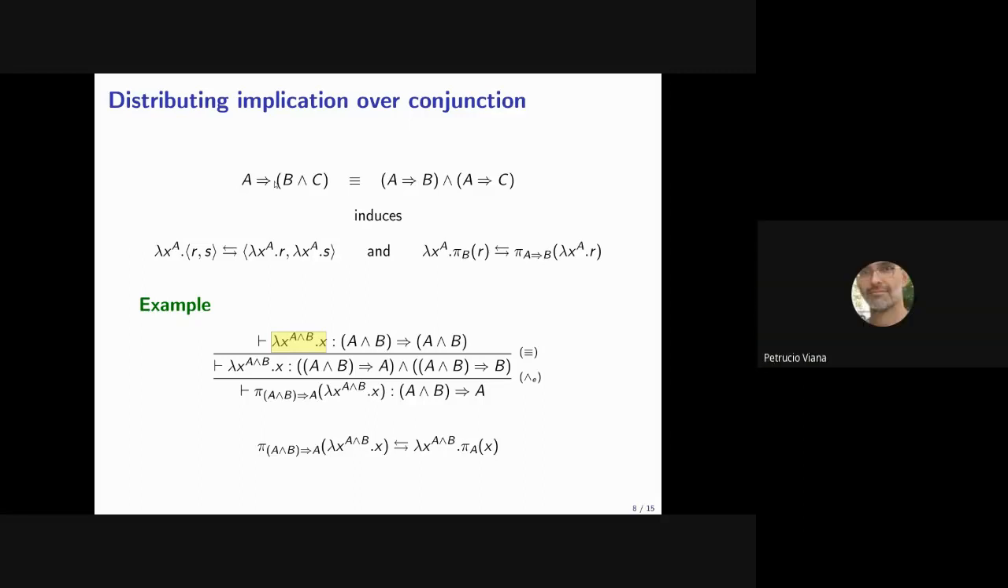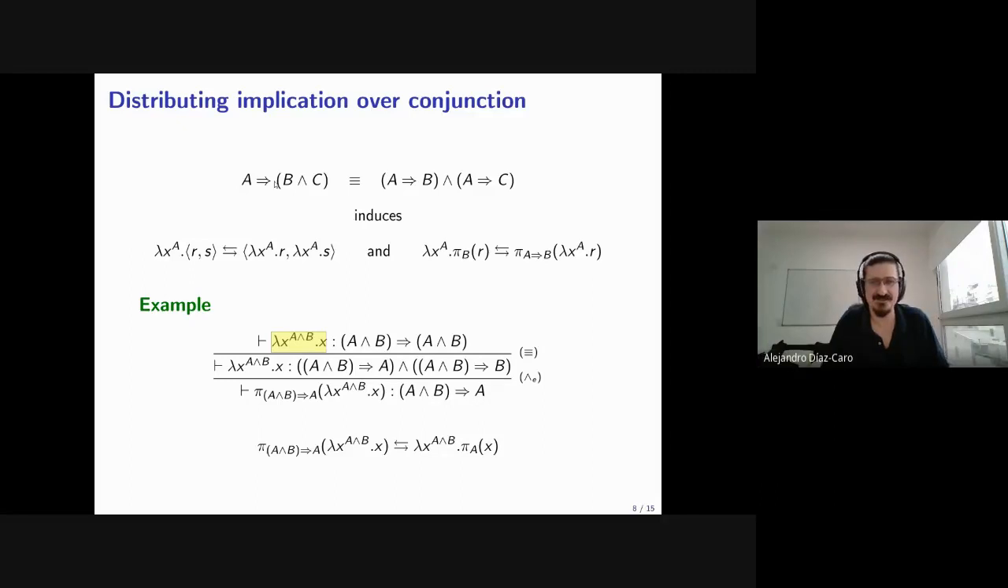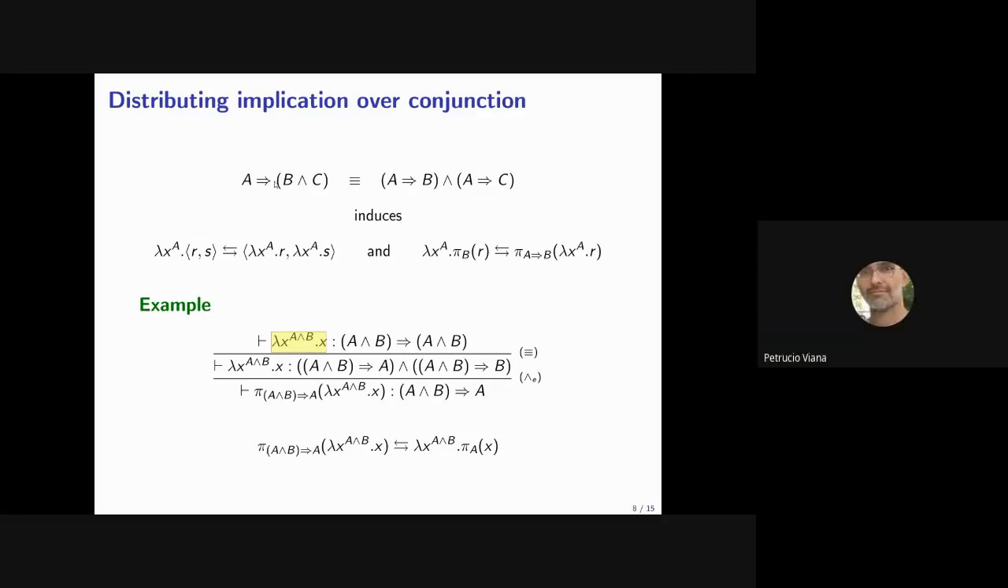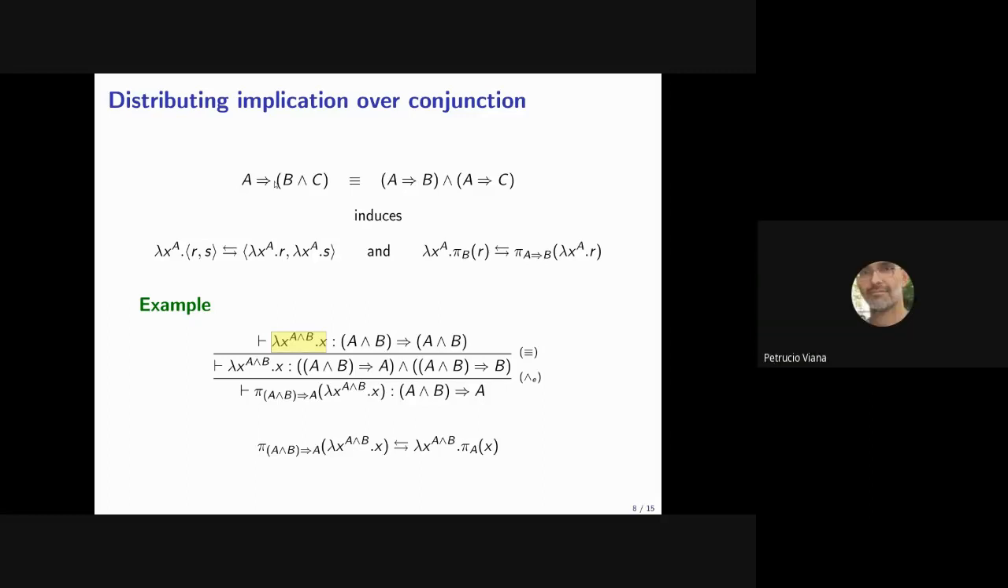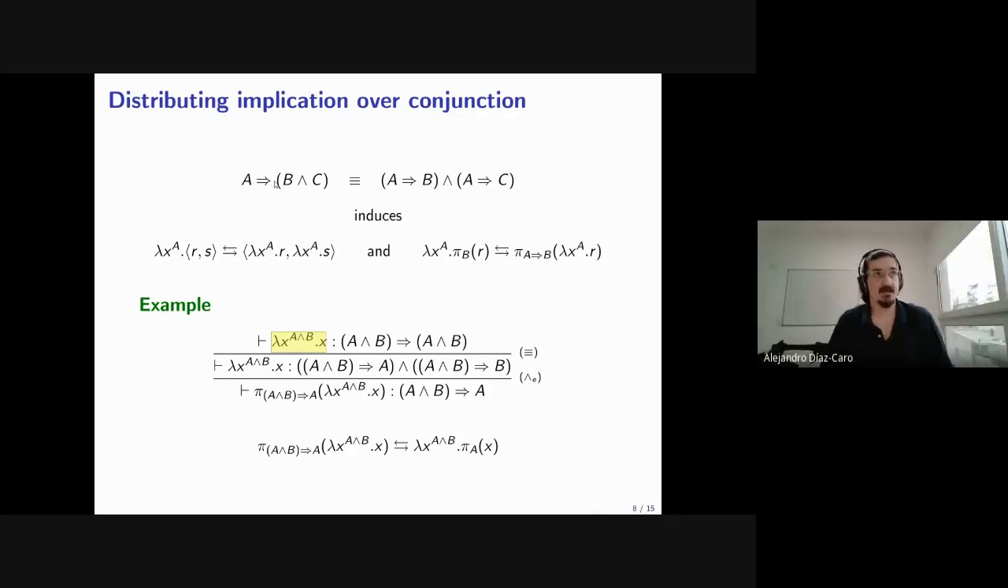Another silly question, I think. I try to understand the context of the problem. Is this a kind of result in the direction of solving the equality of proofs problem? To solve the what? Sorry? The problem from proof theory of the identity of proofs. It's a kind of step to solve that. I would say that it goes in the same direction.